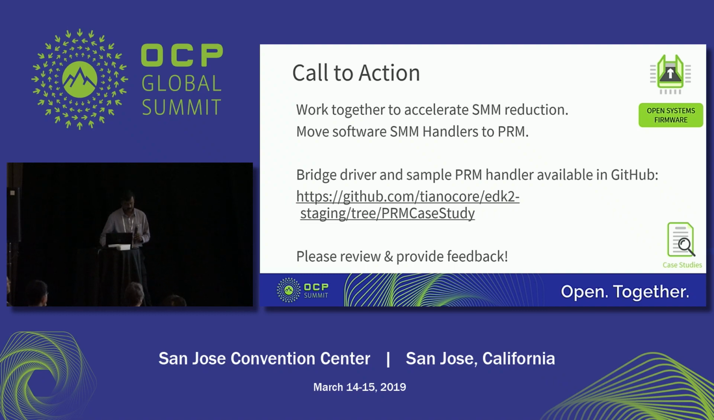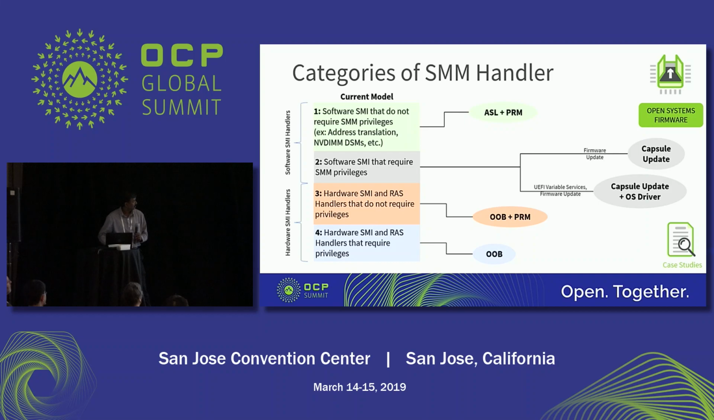Let's go back to this slide here. So I see that the category 1 handlers can all move out to PRM today. Okay? There is nothing stopping us from doing that. For software SMIs that require privileges, meaning firmware update or variable services, there are ways to go about it. We are investigating the right options. The firmware update will be through a capsule mechanism where you stage the image in memory and then reset and pick it up on the next reset. So that's the existing mechanism, right? You don't have to update in runtime.